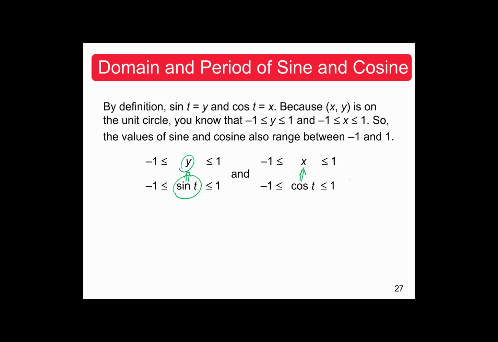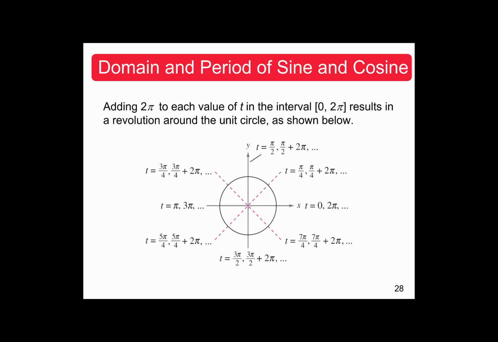That also tells us the range, right? So the range for both sine and cosine is going to be from -1 all the way to 1, including -1 and 1.